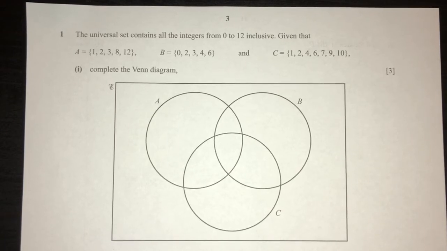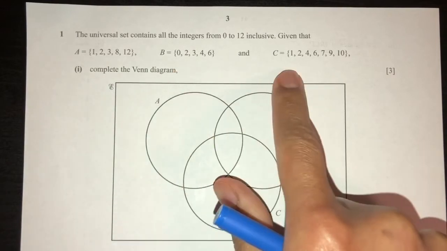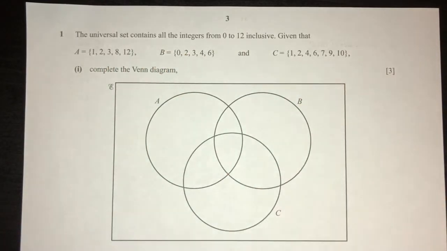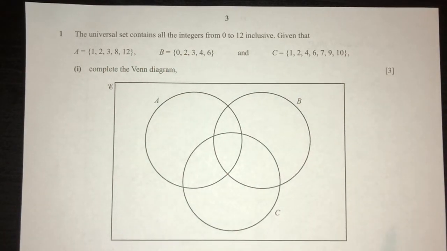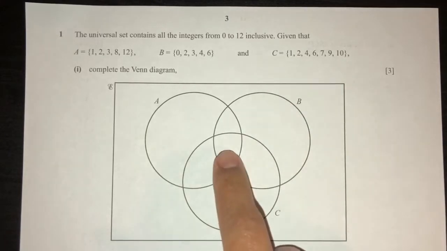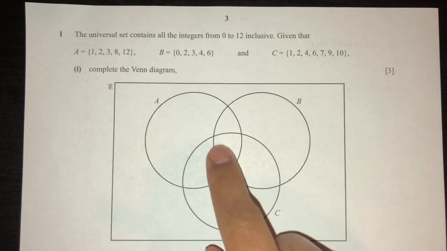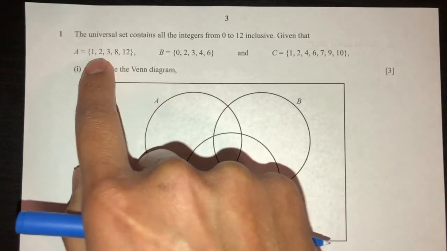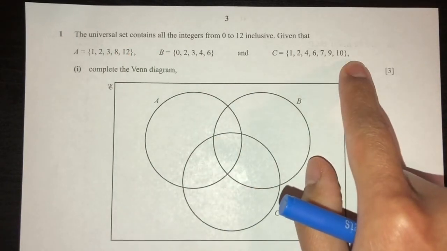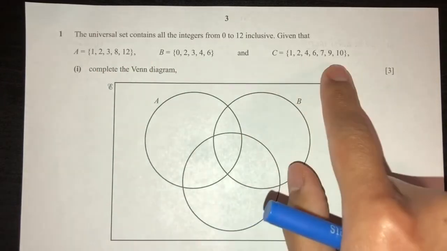Now given that we have sets A, B and C as follows. Now part 1, we have to complete the Venn diagram for those three sets. First we always begin with the middle value, which is the one in all three sets. So let's check which number is in all three sets.